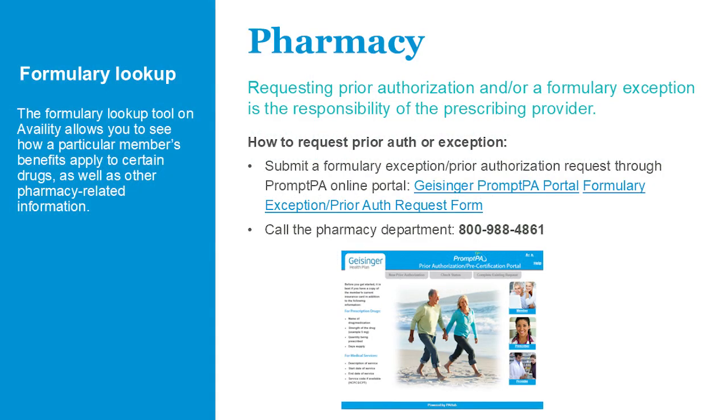For prescriptions, a formulary lookup tool is available on Availity. For prescriptions requiring prior authorization or exception, you may submit requests online through Prompt PA. Complete the Prompt PA prior authorization form or contact the Geisinger Health Plan Pharmacy Department by phone at 800-988-4861.